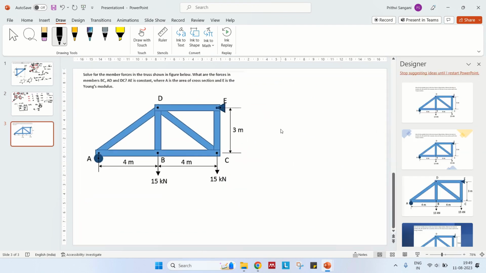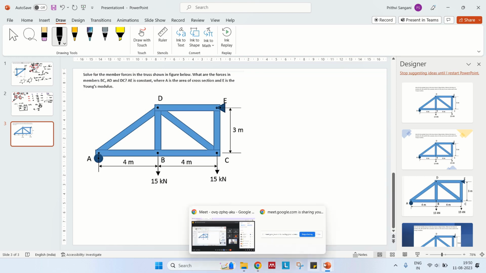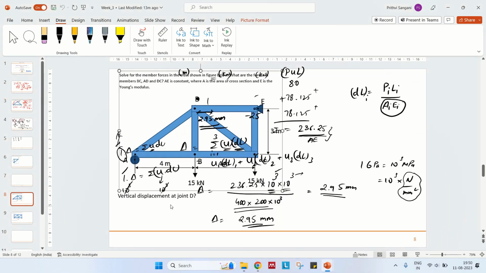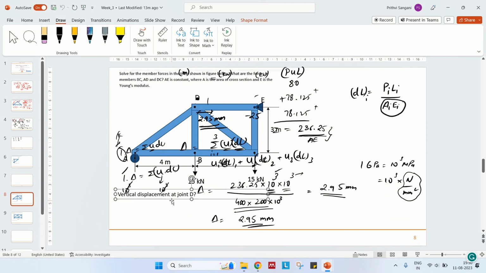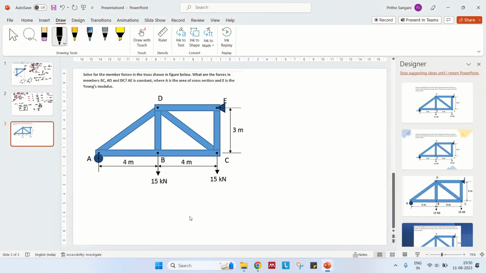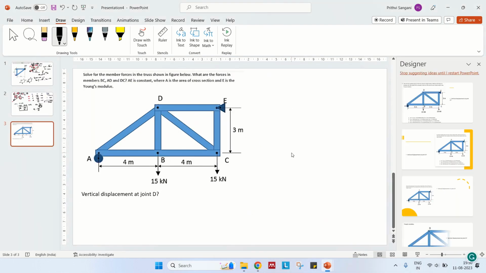Again, this is similar, not much complicated. So let us do the same thing. Solve for the member forces in the truss shown in the figure below. What are the forces in the members BC, AD, and AE? Where A is the area of cross section and E is the Young's modulus. And there's one more thing which I missed here: what is the displacement at joint B? So it is asking for the displacement in joint B.